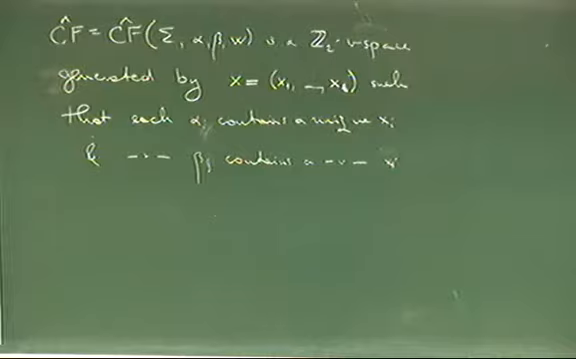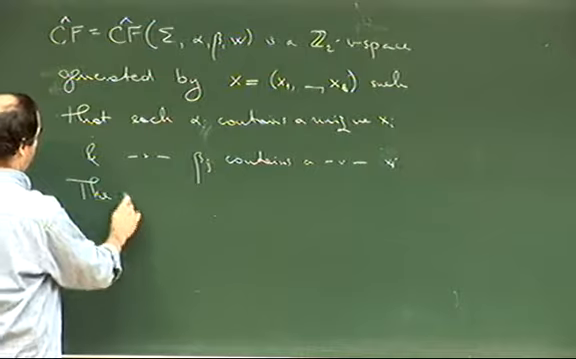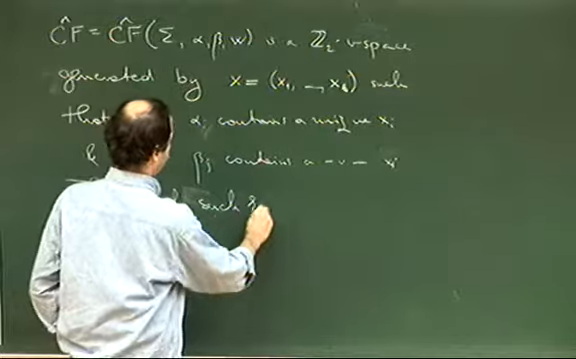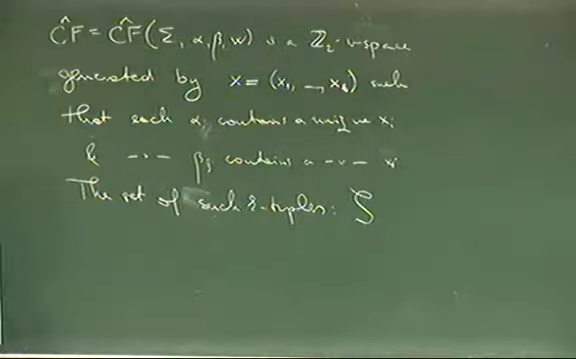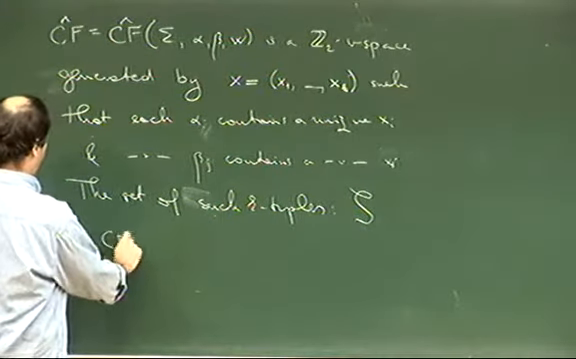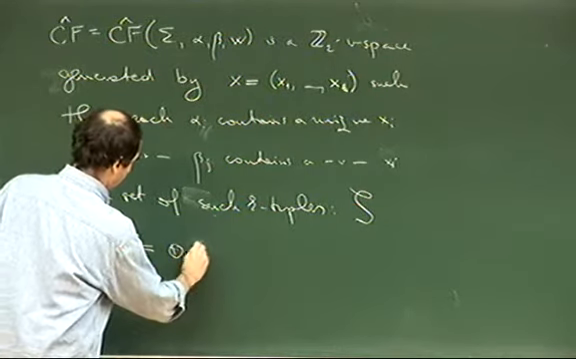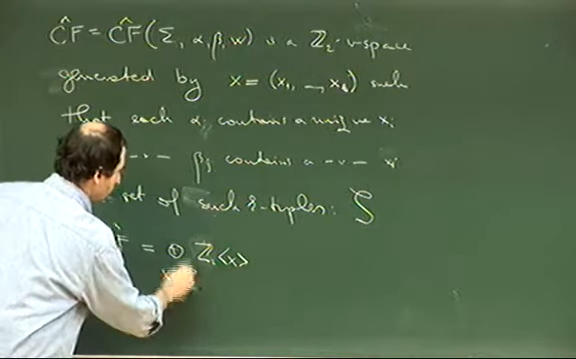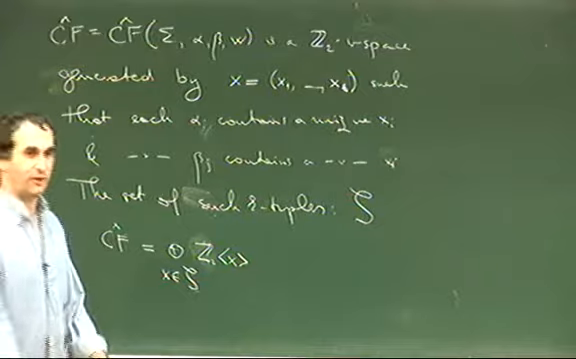Okay, so these are the generators. The set of such k-tuples I will denote with the script S, and so CF hat is just Z2 generated by X, where X runs through this set. Okay, so this is the finite dimensional vector space, and in order to get the chain complex, we have to define the chain map.